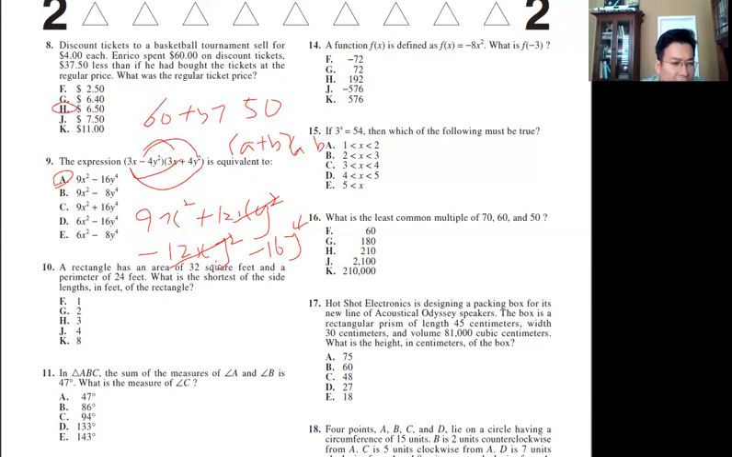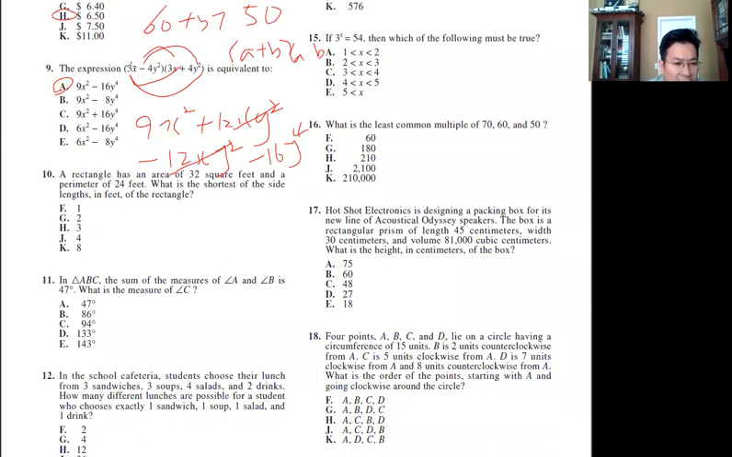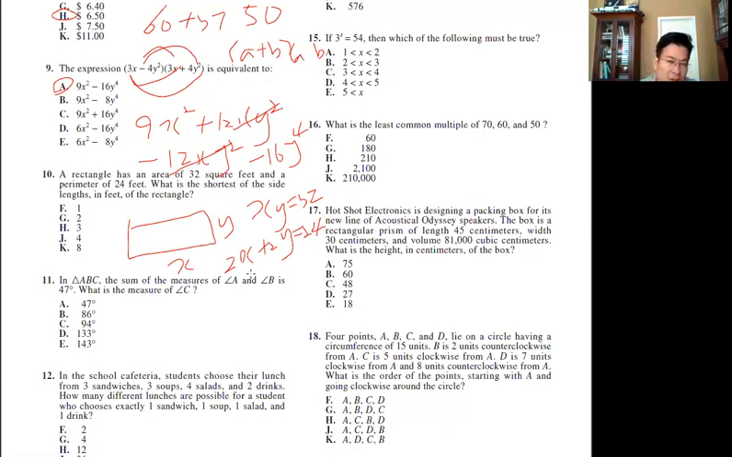Then move on, number 10. The rectangle has area 32 square feet, and the perimeter is 24. Area is 32, which is x times y is 32, and the perimeter is 2x plus 2y is 24. So you can say x plus y is 12. The shorter side, the shortest one. So you add something, it becomes 12. You multiply, it becomes 32, which is 4 and 8. It's supposed to be J, 4 and 8, number 4.